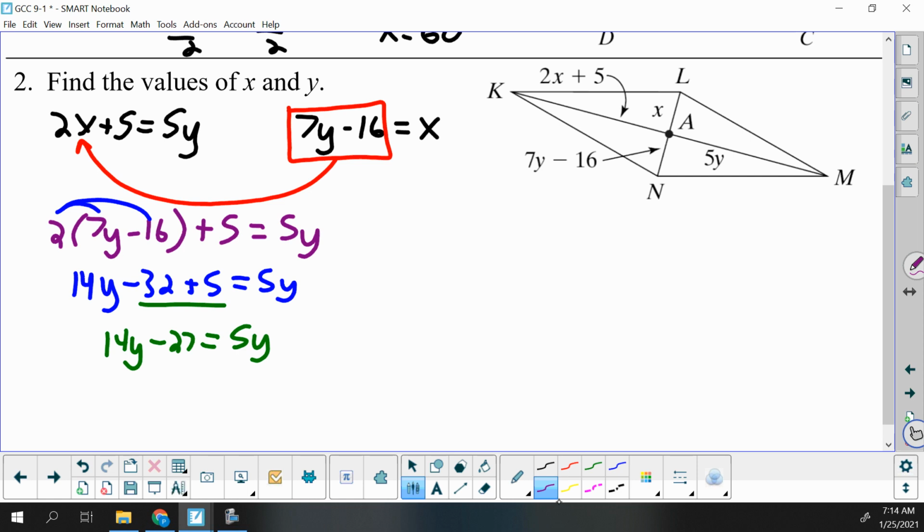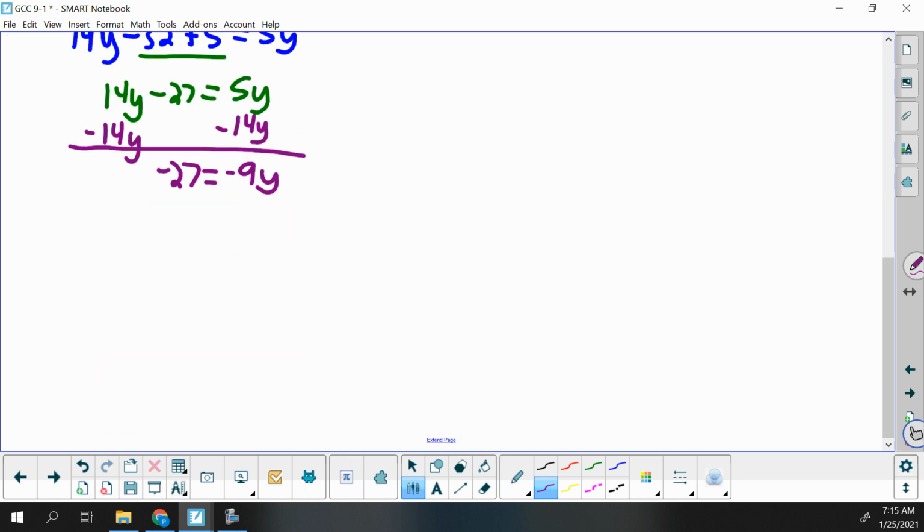It'll be quickest if we get the y's over to the right, so we'll subtract 14y from both sides. And that'll give us negative 27 equals negative 9y. And to finish it off, we'll divide both sides by negative 9. And that'll give us 3 is equal to y.